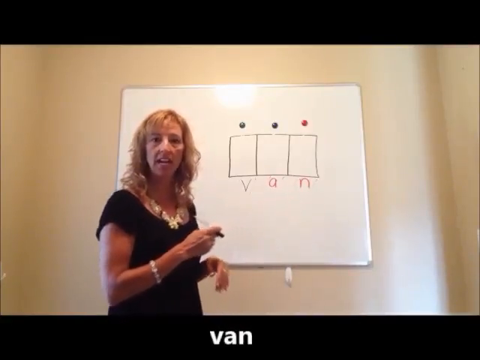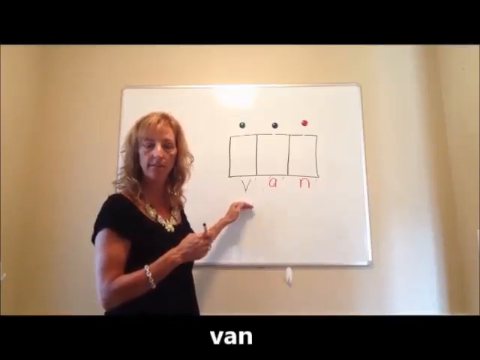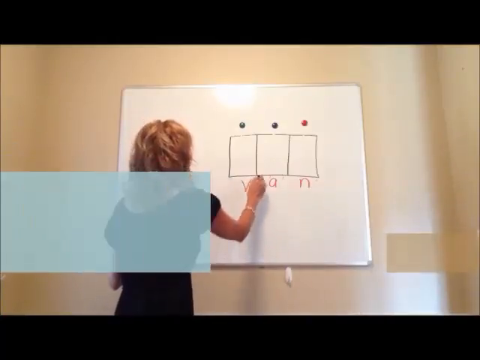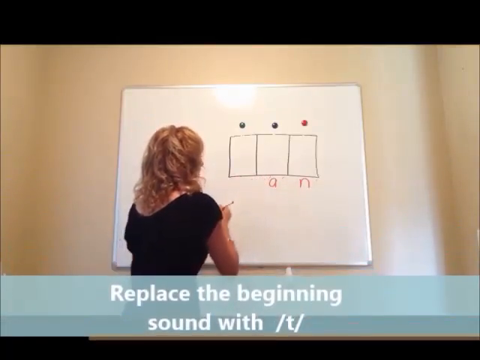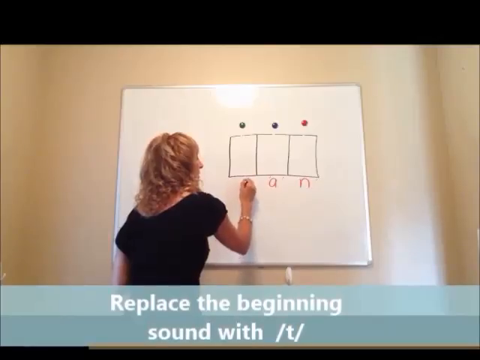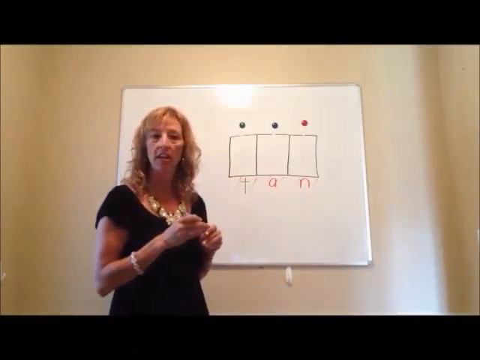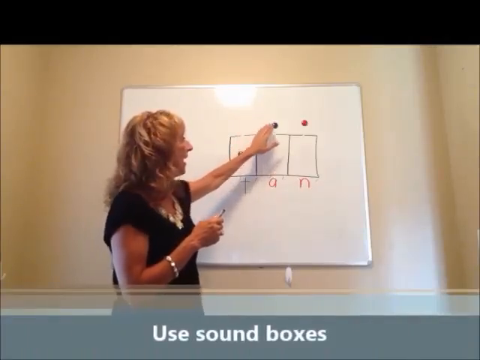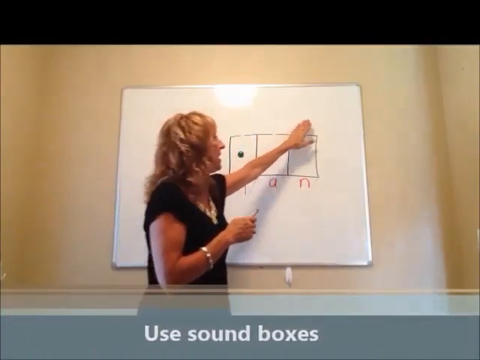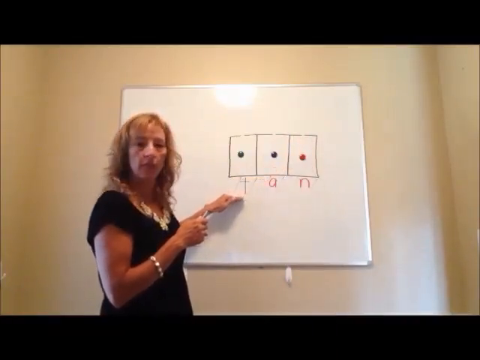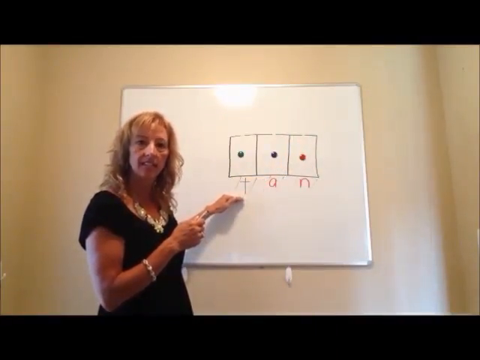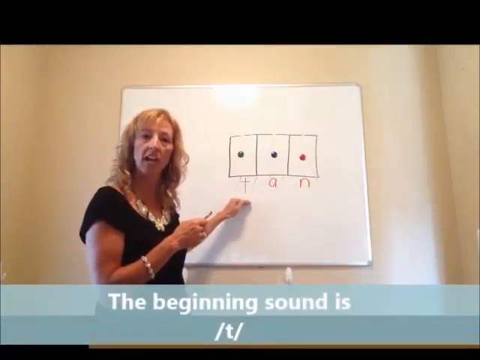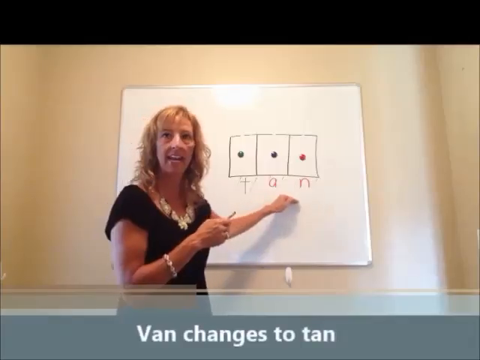Van. And we're going to change the beginning sound, v, and we're going to replace it with the sound t. When we replace the beginning sound of v with the sound of t, it changes the word. Now let's use our sound boxes. T, a, n. The new word is tan. The beginning sound is t. So we've changed van to tan.